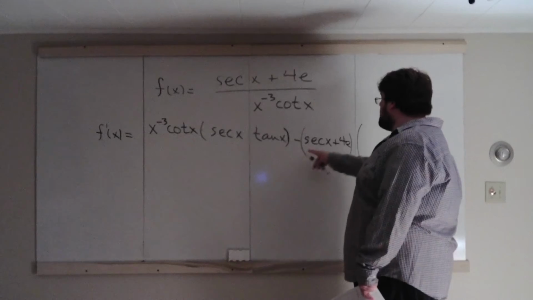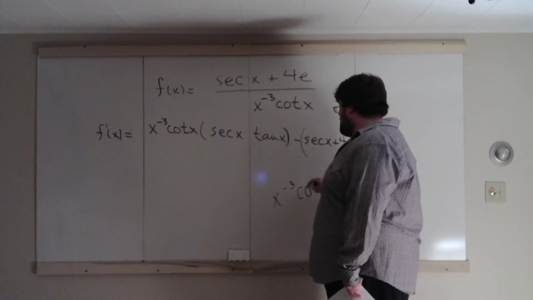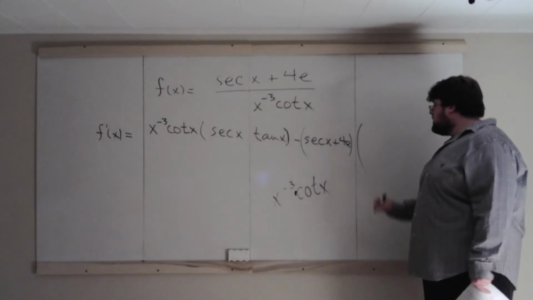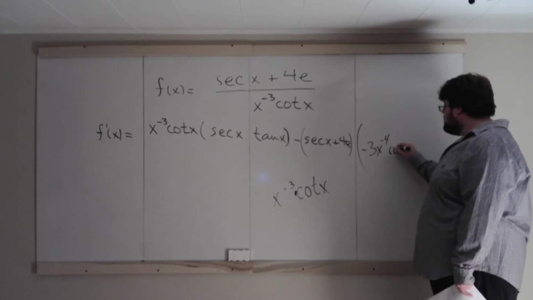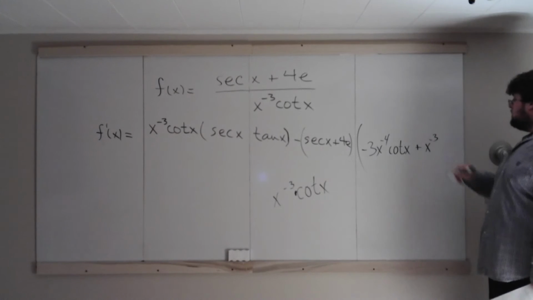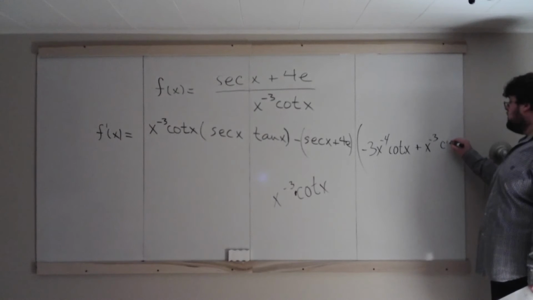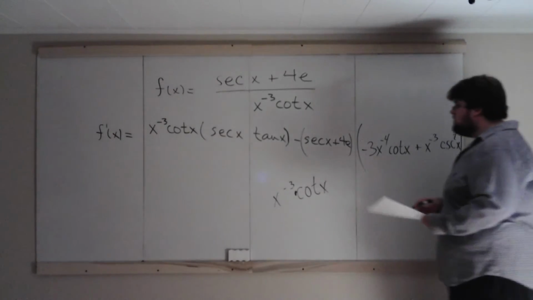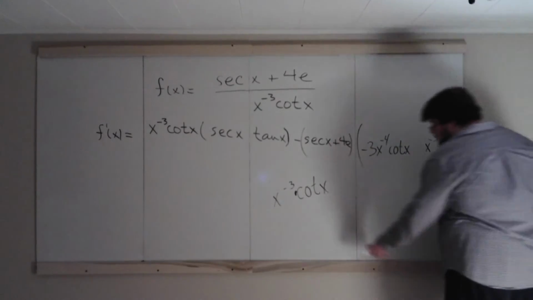Where were we? Bottom derivative of top minus top derivative of the bottom. Well, the derivative of the bottom, we have a product. So we'll use the product rule. Derivative of x to the negative third, negative 3x to the negative 4. Leave cotangent alone. Plus the first times the derivative of the second. Derivative of cotangent is negative cosecant squared. So negative cosecant squared, that's not what I wrote. I'm going to take care of that negative by just turning that into a negative.